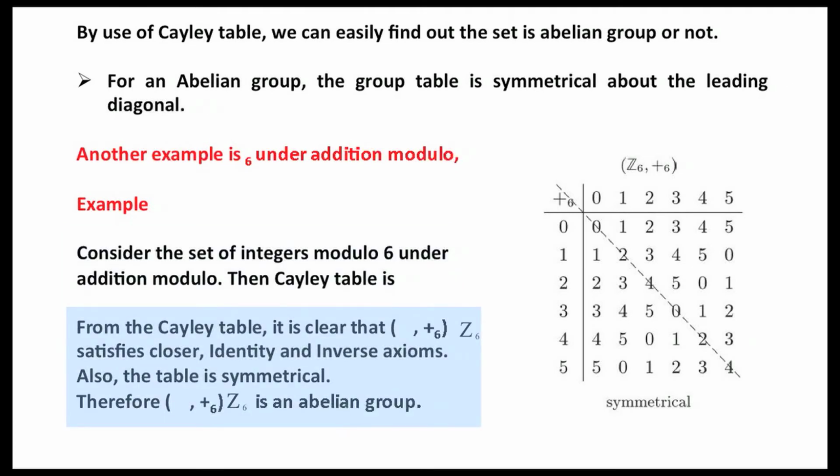From the Cayley table, it is clear that the integers Z6 under addition modulo 6 satisfies closure, identity and inverse axioms. Also, the table is symmetrical. Therefore, Z6 under addition modulo 6 is an abelian group. Once again, recall the example from the first module.